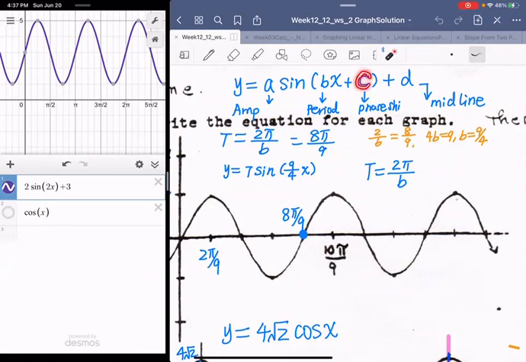This guy will be the phase shift, which is the hardest one among A, B, C, D. Okay. A is amplitude. D is the midline. B decides your period. C is a phase shift. We hold on this. We will talk about this later. Now.